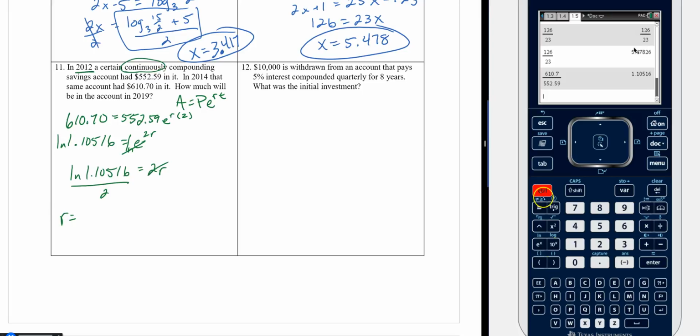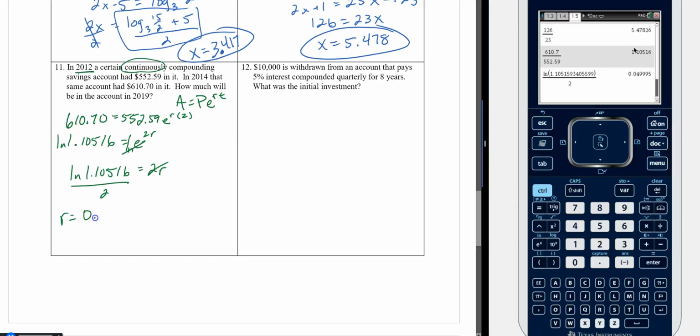So I'm going to take the natural log of that answer that I just got, divide it by 2, and my rate is 0.049995, which is about 5%. But we're going to try to be as accurate as possible. So the question is, how much will be in the account in 2019?